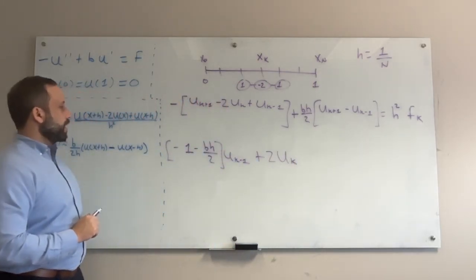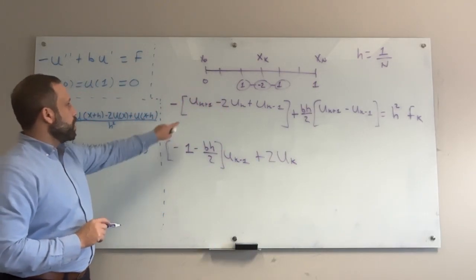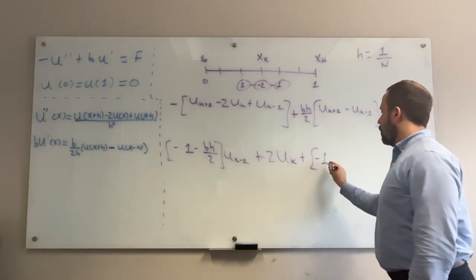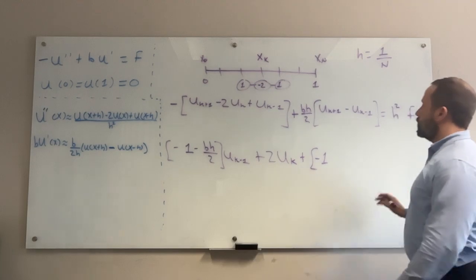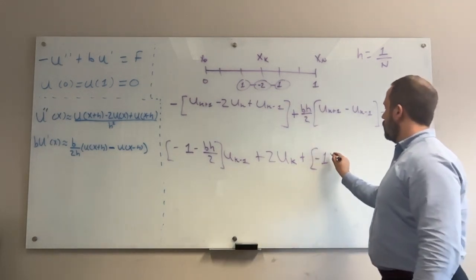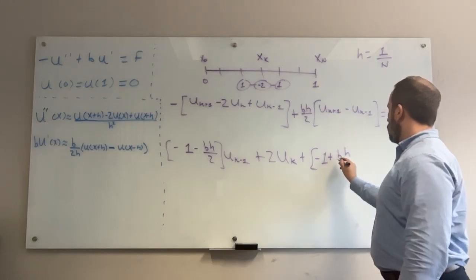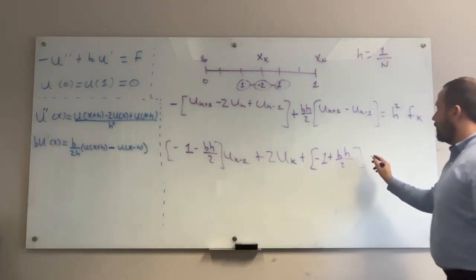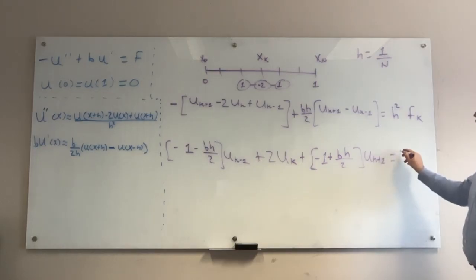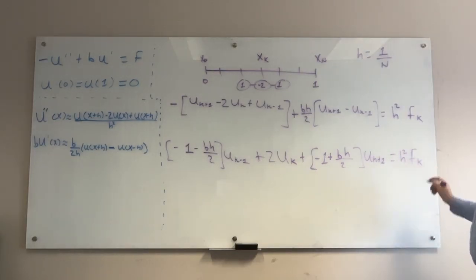And then what about my coefficient on u_{k+1}? Well, I'm going to have a minus 1 here, but notice what I'm going to have over here: a plus bh over 2. And then this is going to be times u_{k+1}, and this is equal to h squared times f_k.